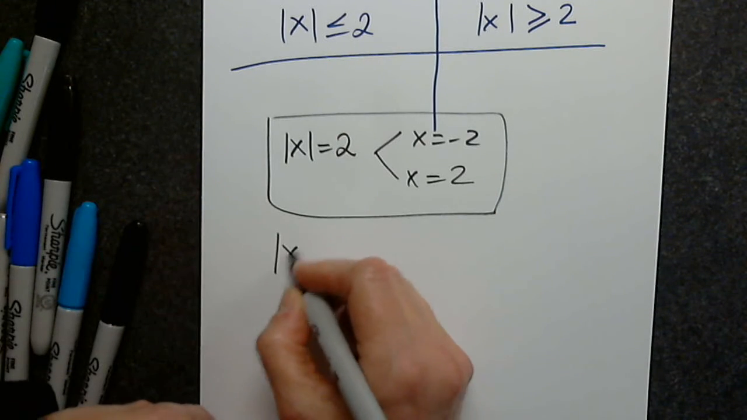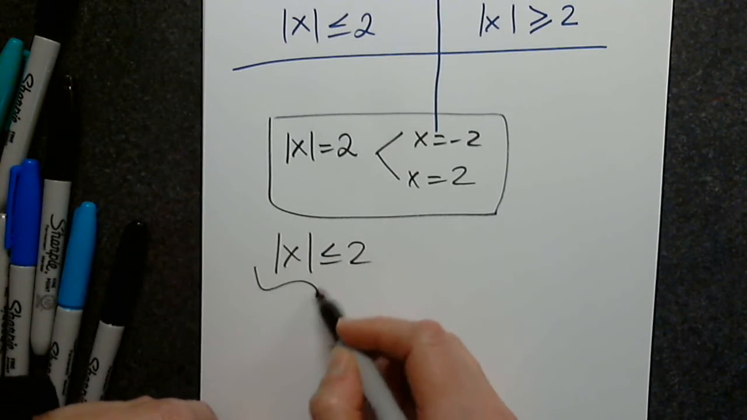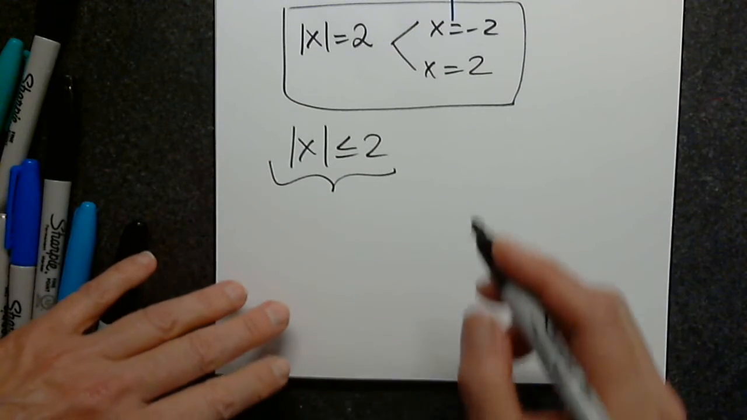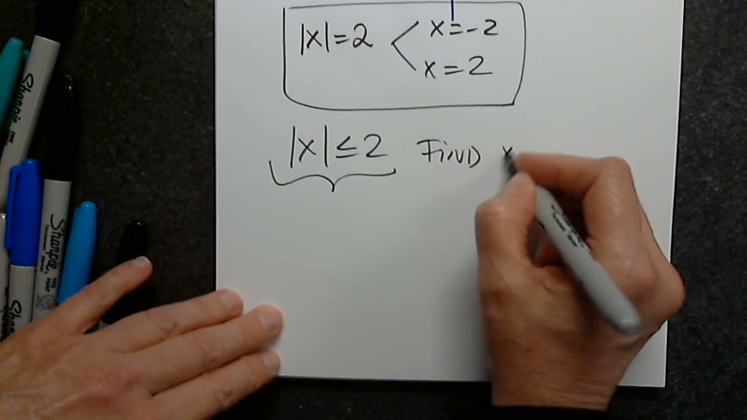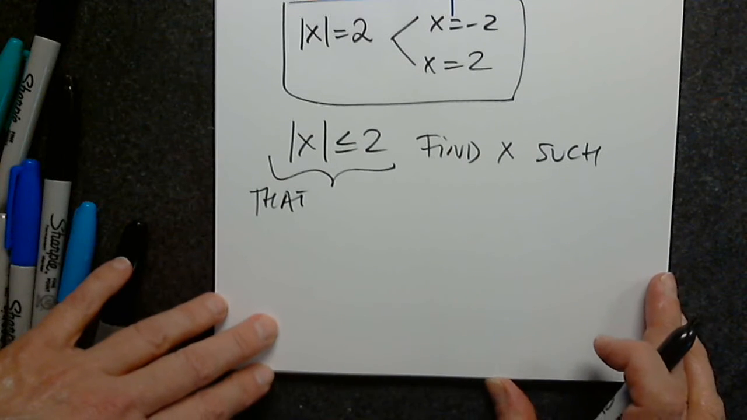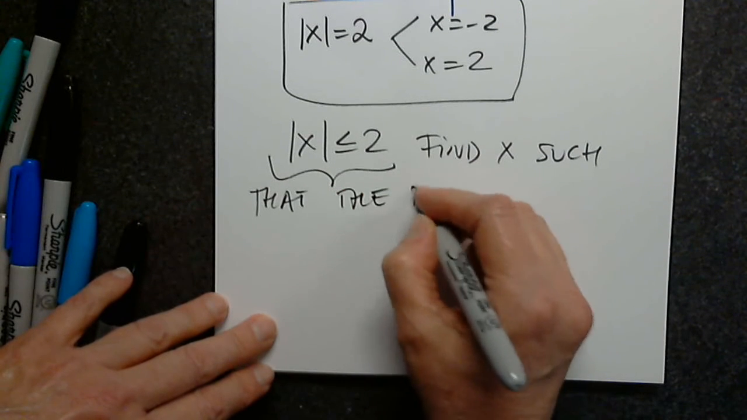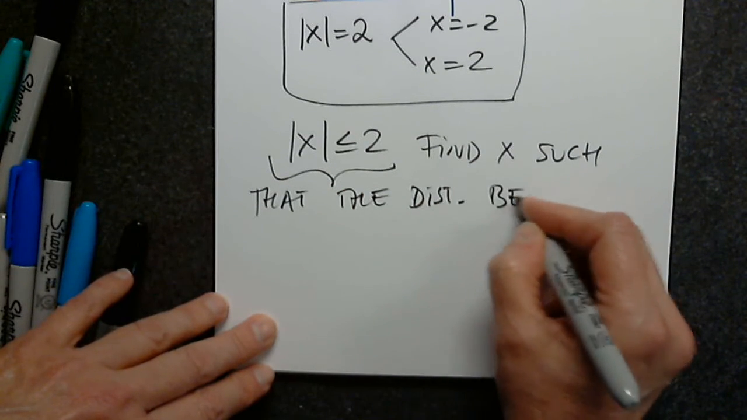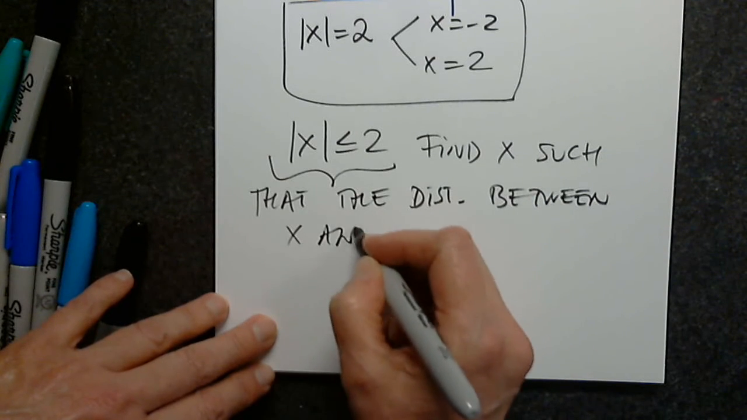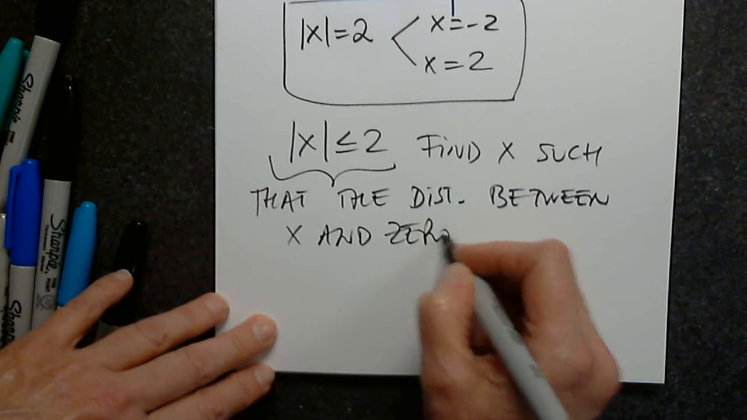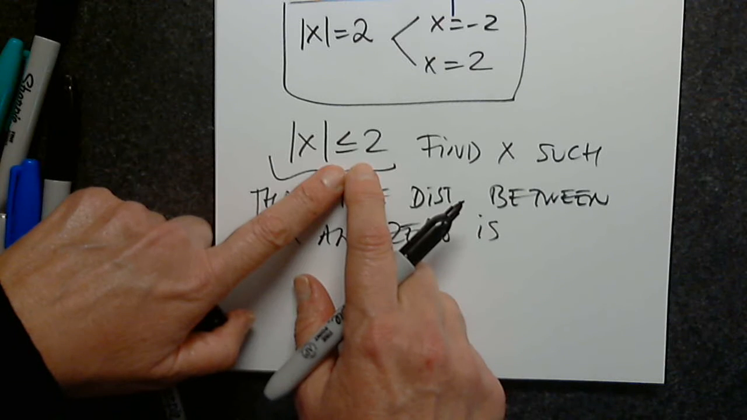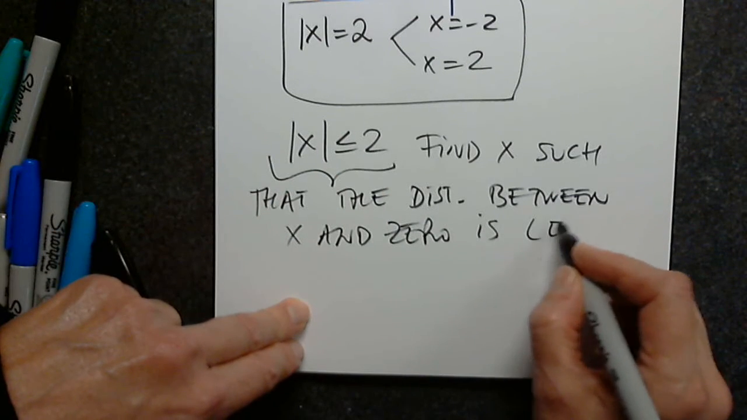Now this one is a totally different story. What does this ask? It says find x such that the distance between x and 0 is what? Excellent.